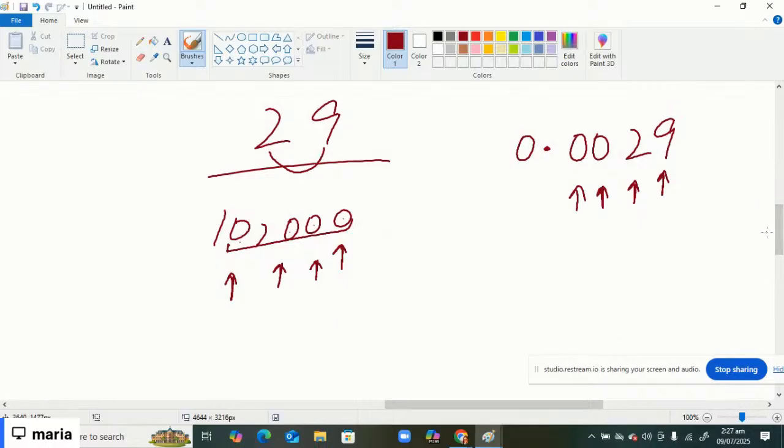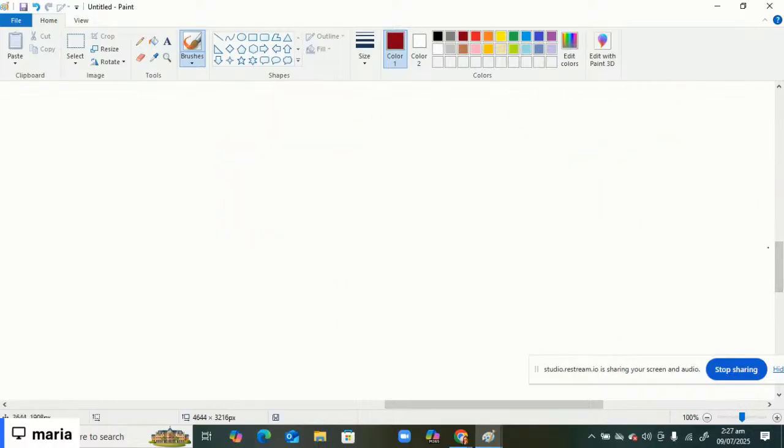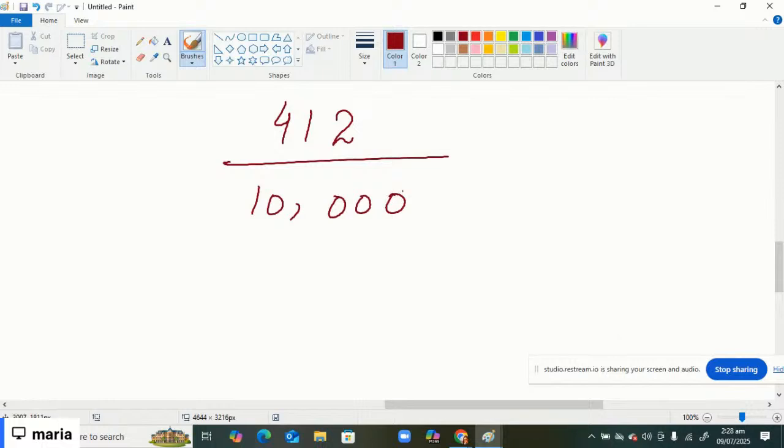Okay, now I'm going to write it here. One more question. Now you guys tell me the answer of this. How can we solve it? Okay, let's suppose I'm going to write 412 divided by 10,000. Very well done. Okay, now you guys tell me the answer of this one. Hurry up. Tell me the answer in the chat. I'm waiting now. This time I'm not telling you the answer. You guys tell me, please.